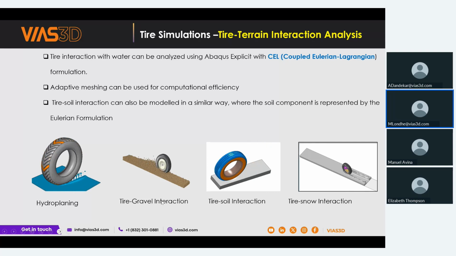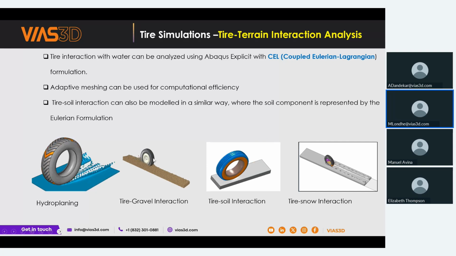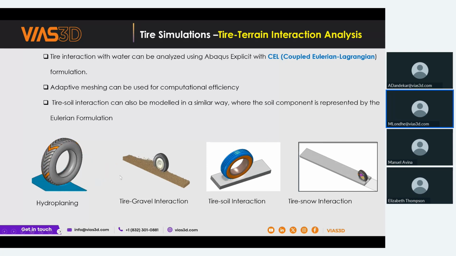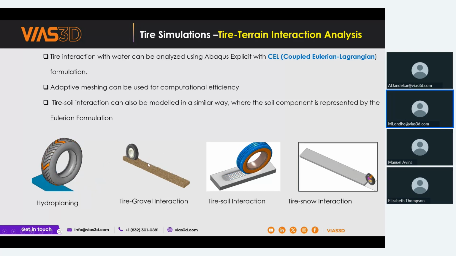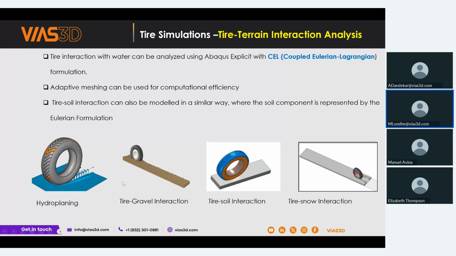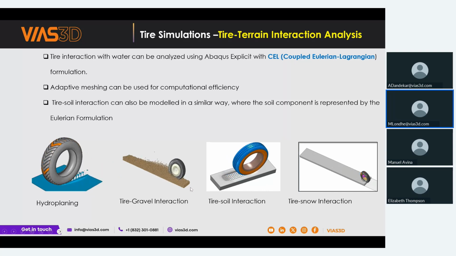In the tire-gravel interaction, there is a slight difference, because here generally the discrete element method is very suitable for such analysis, where you can model each gravel as a rigid surface or deformable body. But this is very computationally expensive, because such analysis is performed in Abaqus Explicit. It gives accurate results, but it is computationally very expensive.